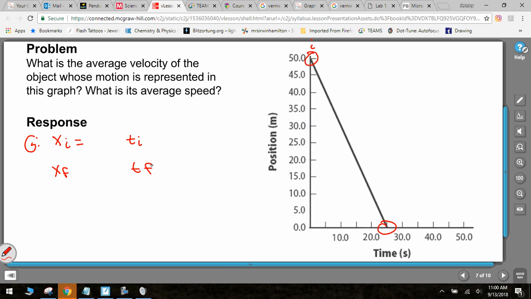Okay? So my x initial in this case is going to be 50.0 meters. My t initial is going to be 0.0 seconds. My x final is going to be way over here, right? 0.0 meters. And my t final is going to be 25.0 seconds.